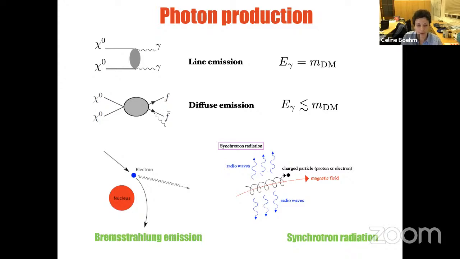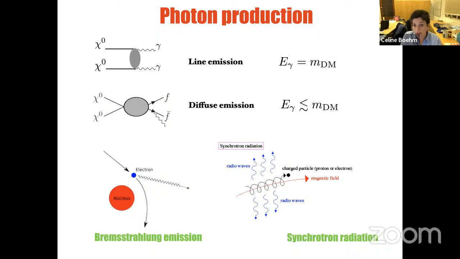So this is a bit of a holy grail, because if you see the lines and you don't think those lines are related to some astrophysical sources, then you have a measurement of the dark matter mass straight away. So it's extremely important, because if you can identify that those lines are actually emitted by the dark matter, then you have a measurement of the dark matter mass. So it's the best you can achieve.